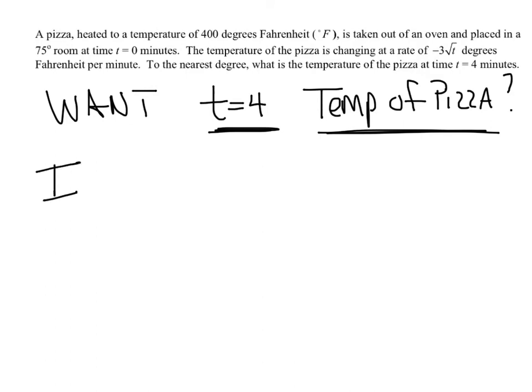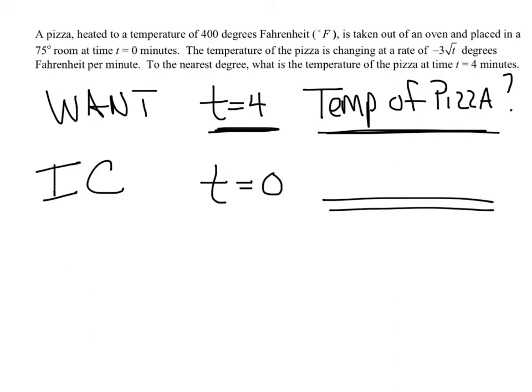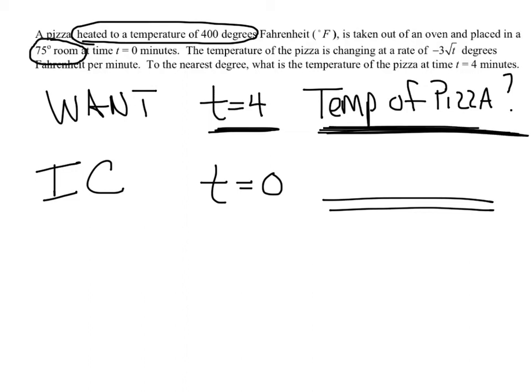Now let's talk about the initial condition. At t equals 0, what do they tell you? Do you care about this 75 degree room or a pizza heated to 400 degrees? Which one is the one of importance to us? Do you really care how warm the room is? No, the whole question is about the temperature of a pizza. So at t equals 0, when the time starts, the pizza is 400 degrees Fahrenheit. The little bear trap they threw at you was they told you the temperature of the room, which you don't need at all.